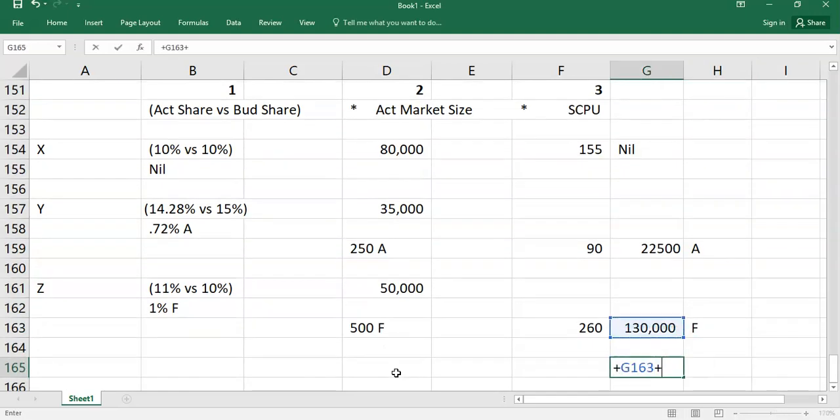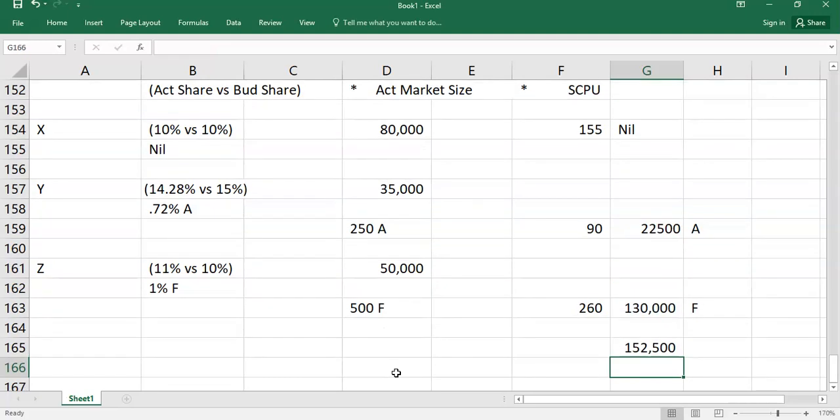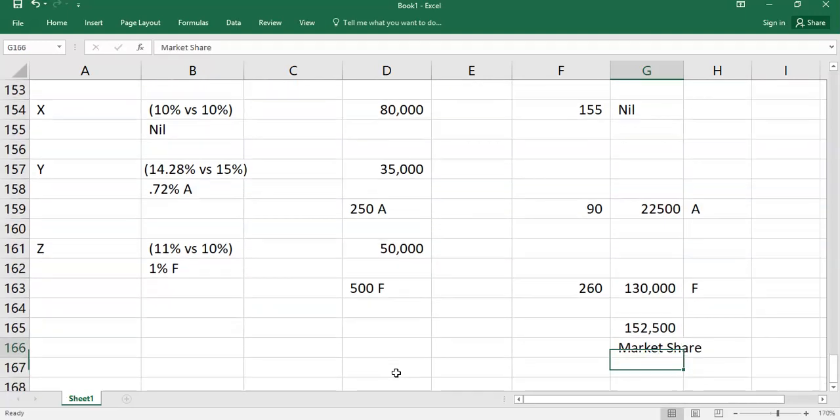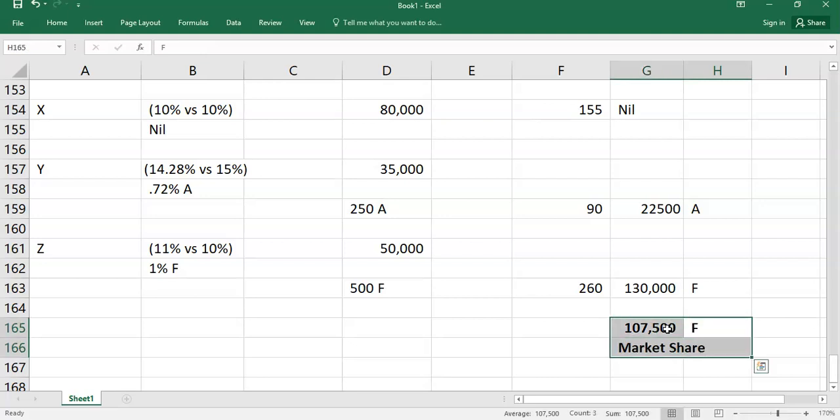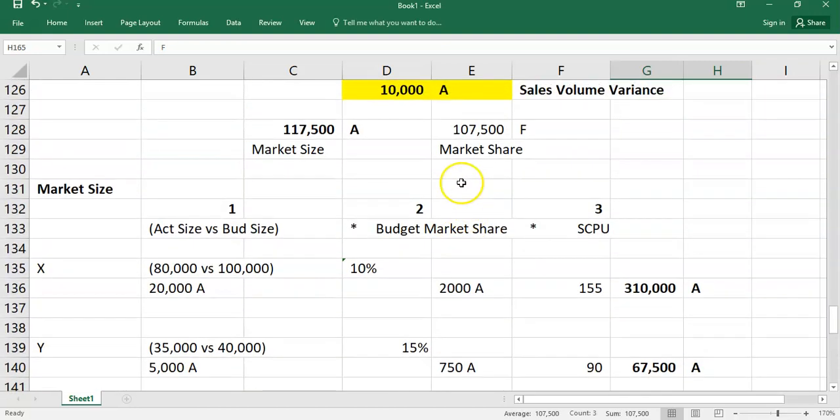And when you tot them up, you get a market share variance. Now, of course, I should be taking that away because it's adverse, of 107,500 favorable. And that is exactly what we said we should expect. The 107,500, which is this up here.